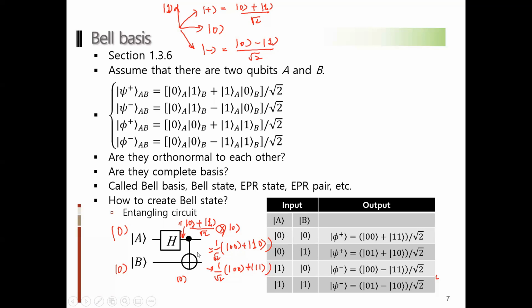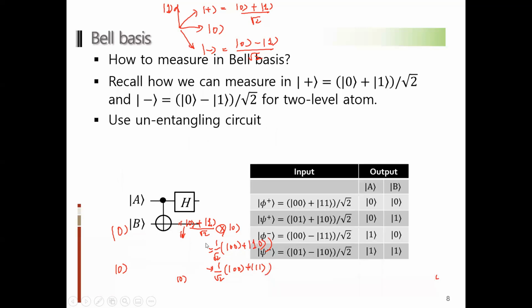In principle, by going from here to here, we can map each of these four Bell bases back to the computational basis. And that is what is shown here. So yeah, I just reversed that circuit. And if we go through this one, then we know that each of phi plus minus, psi plus minus will map to different computational bases.